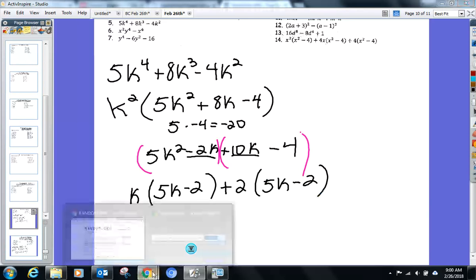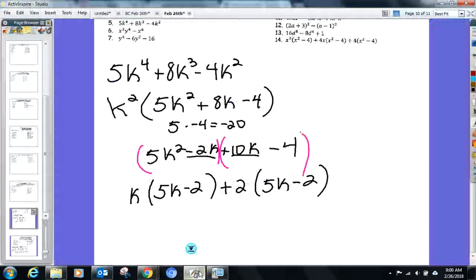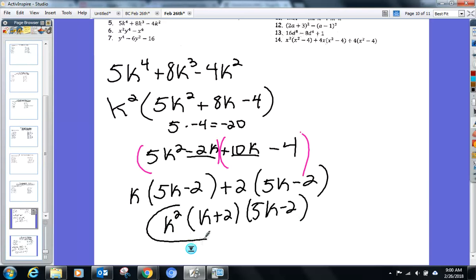Finish the grouping for me now. Here you go, 21. Finish the grouping. And we're not going to forget about the GCF we took out originally. That's hardcore right there. GCF followed by grouping. Woo, baby. Woo! I love it.